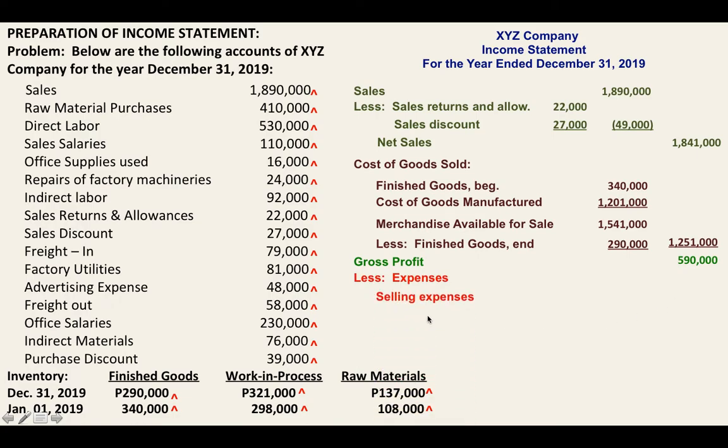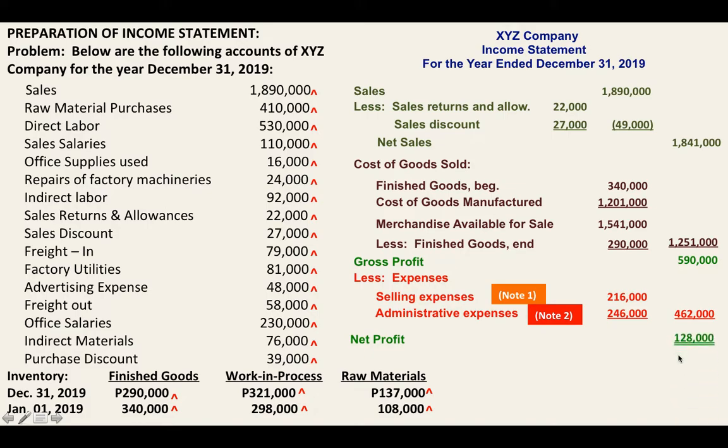Less expenses, which includes your selling expenses. Since we have already done the notes on this, we'll just carry forward the total and the administrative expenses under note 2. So the total of our expenses is 462,000. Gross profit less expenses will give you your net profit of 128,000.